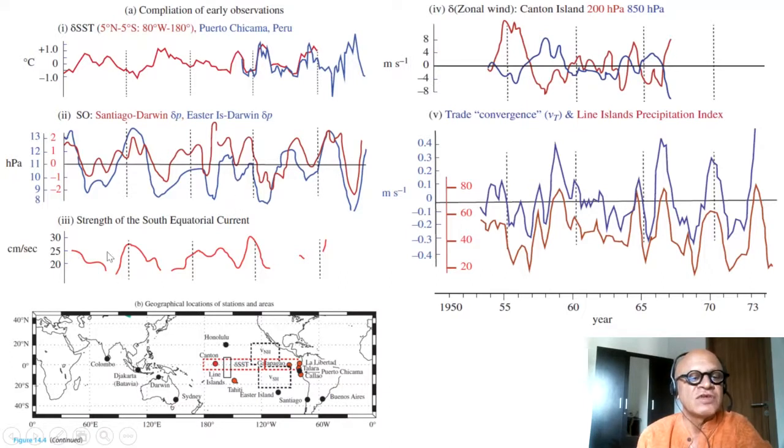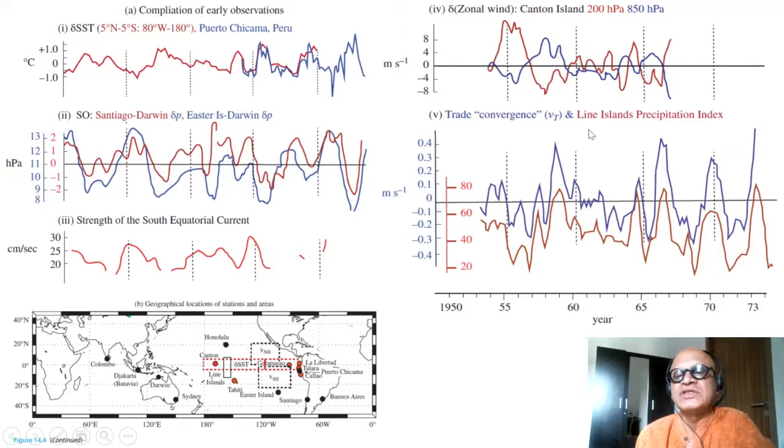Strength of the south equatorial current, because when the Southern Oscillation changed, the winds changed and the equatorial ocean currents changed, advection of heat would change, that would change sea surface temperatures, and that could have positive feedback on the Southern Oscillation. Zonal winds at Canton Island, at 200 hectopascal and 850 hectopascal. You can see the basically out of phase relation at low and high levels.